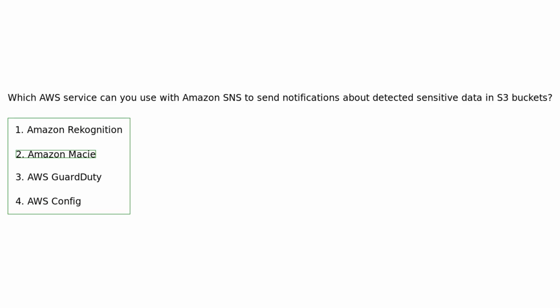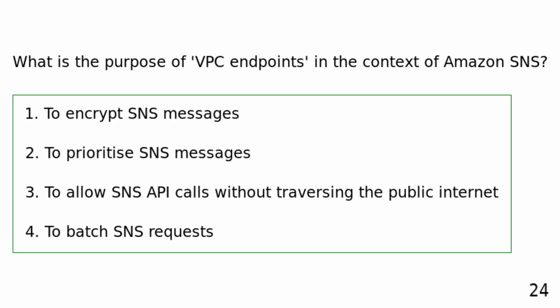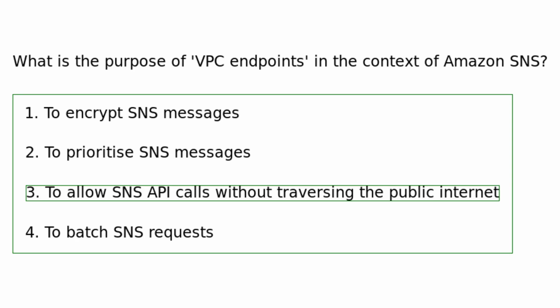in your S3 buckets. What is the purpose of VPC endpoints in the context of Amazon SNS? To encrypt SNS messages. To prioritize SNS messages. To allow SNS API calls without traversing the public internet. To batch SNS requests. VPC endpoints for Amazon SNS allow you to make SNS API calls from within your VPC without traversing the public internet, providing enhanced security and lower latency.